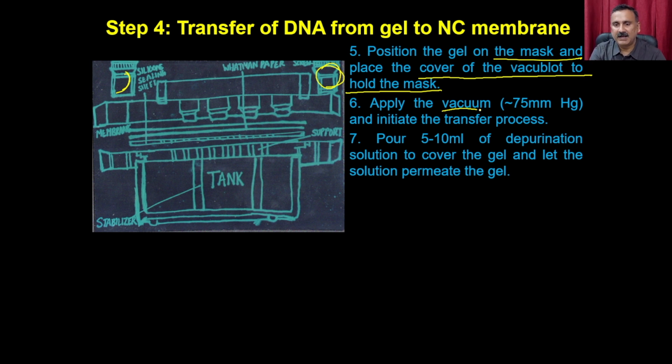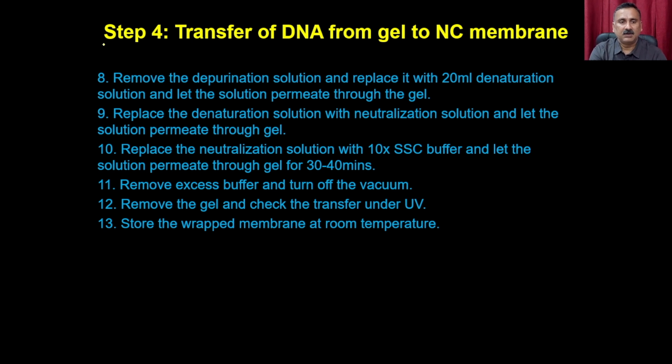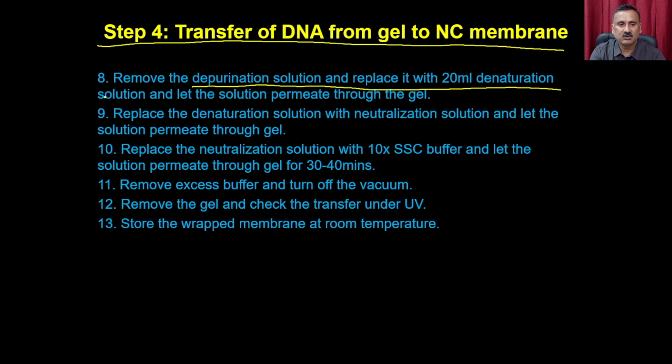And then you apply the vacuum of 75 mm mercury and initiate the transfer buffer. Then you pour 5 to 10 ml of depurination solution to cover the gel and let the solution permeate the gel, and that is how you get the transfer. Then remove the depurination solution and replace it with 20 ml of denaturation solution and let the solution permeate the gel.